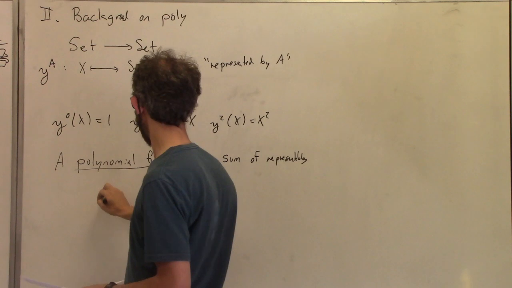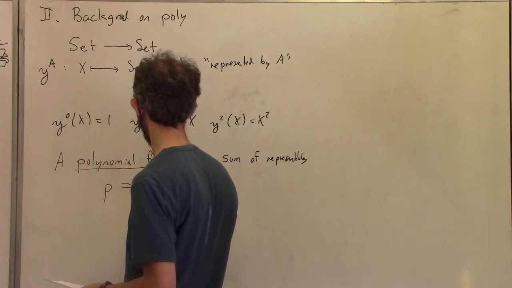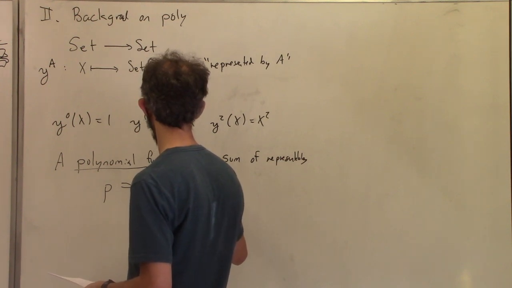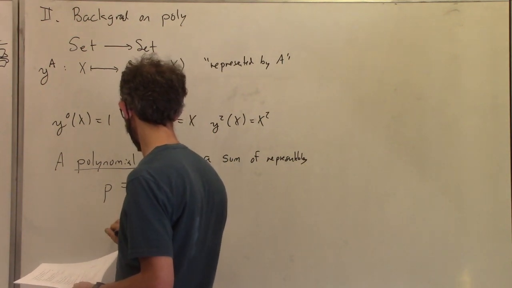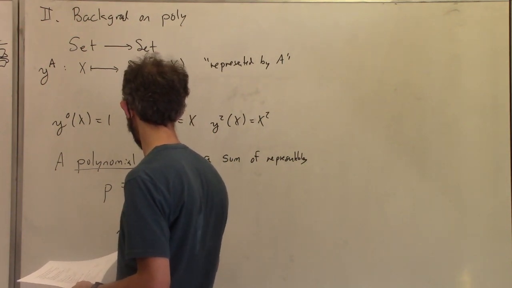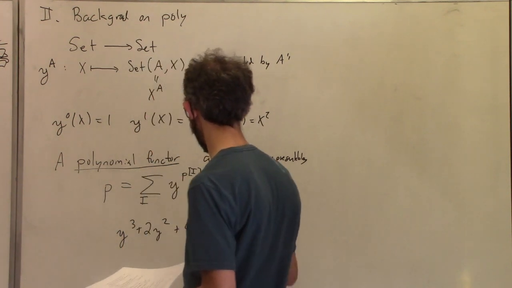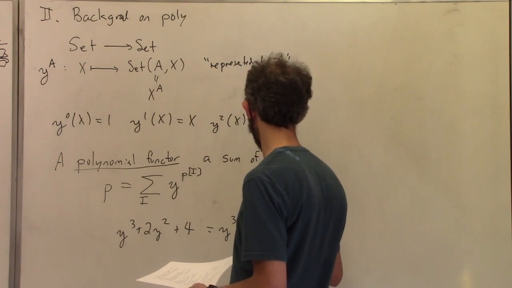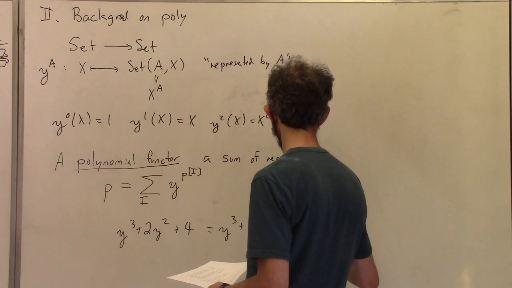And so, you would write P as a sum of a bunch of representables. So for example, you could have y cubed plus 2y squared plus 4. And that would really be y cubed plus y squared plus y squared plus 1, y to the 0, 4 times.